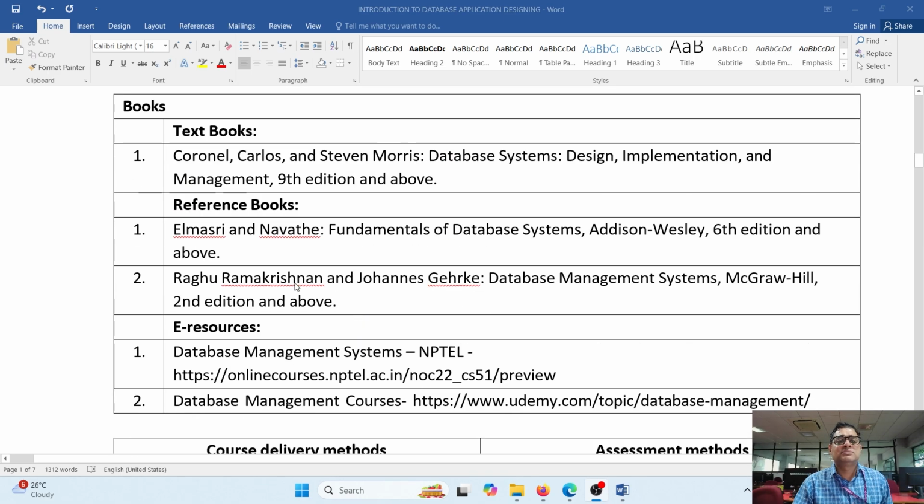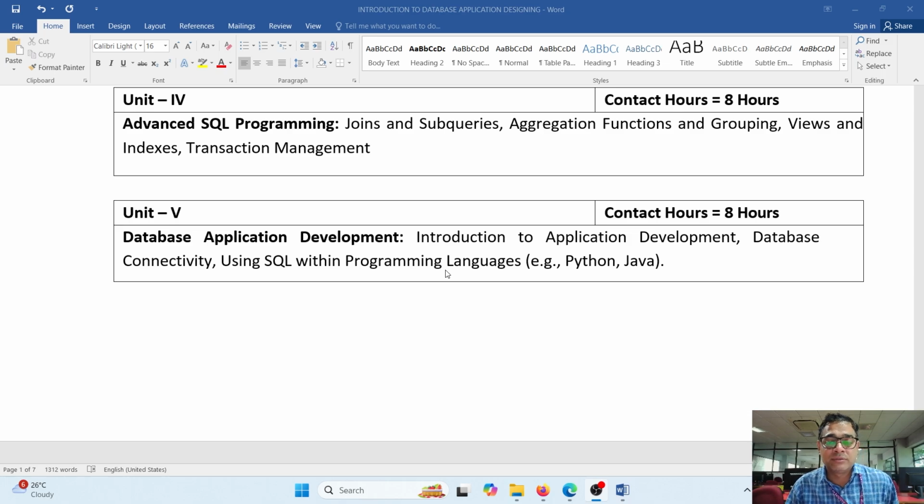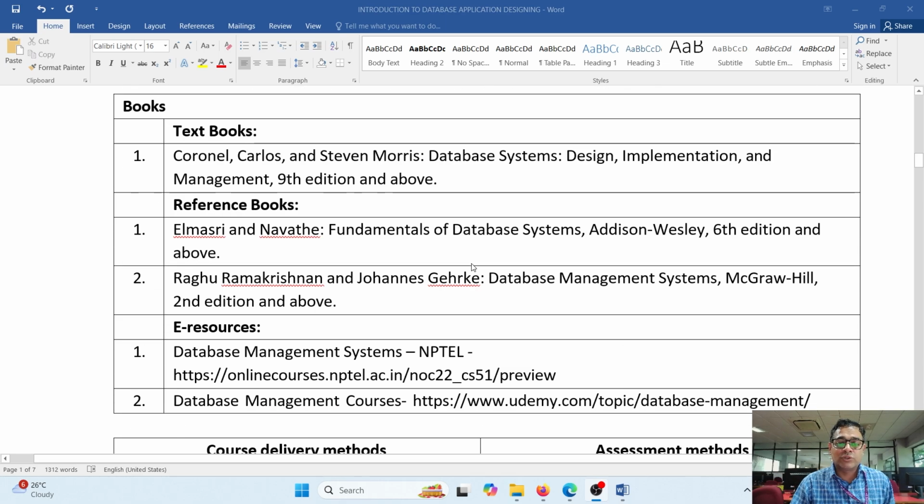The standard books that we refer to are Navathe, Elmasri, and Navathe. There are other books also, like Morris, Cornell, Carlos, and Stephen Morris. Some reference books and textbooks are here, so we can refer to the books depending on the units and depending on the applications and scenarios. We'll refer to them to find, to the maximum extent we can, applications and real time scenarios.